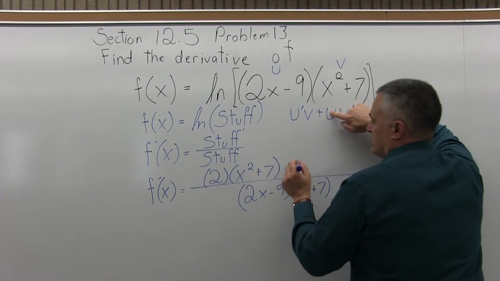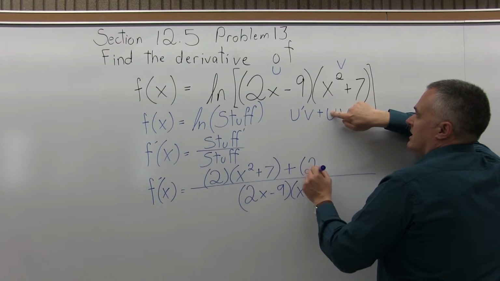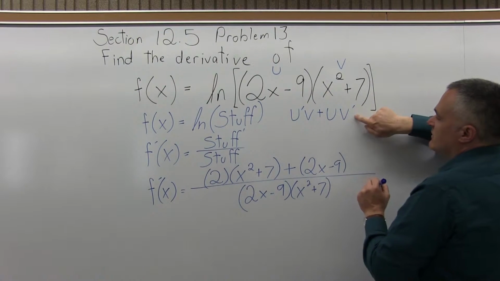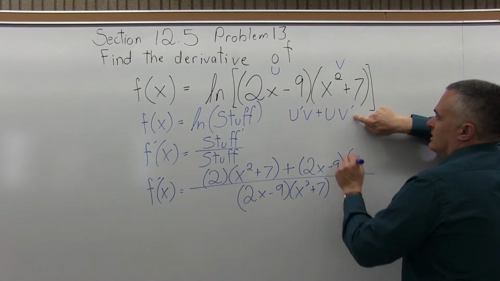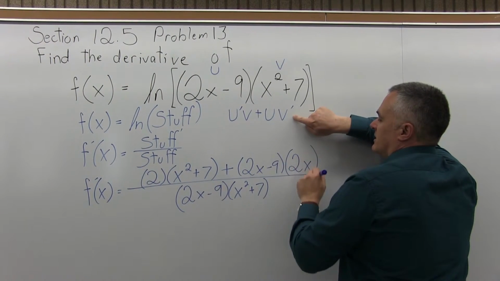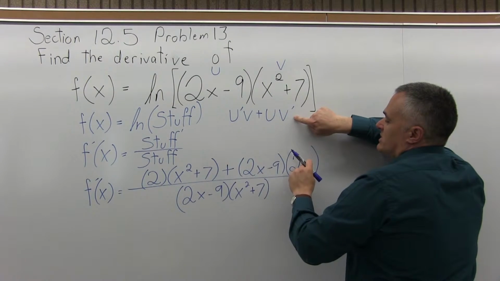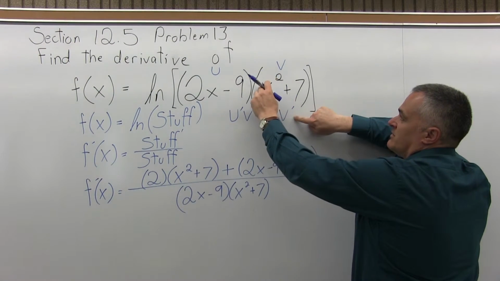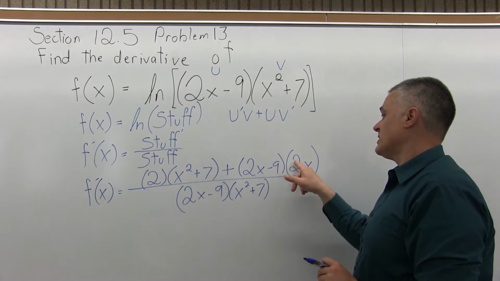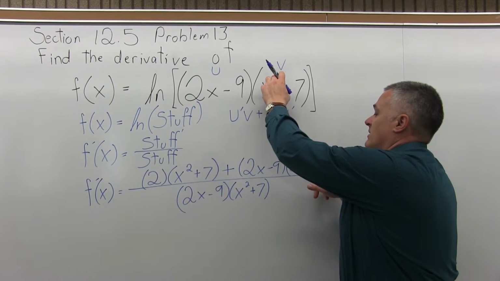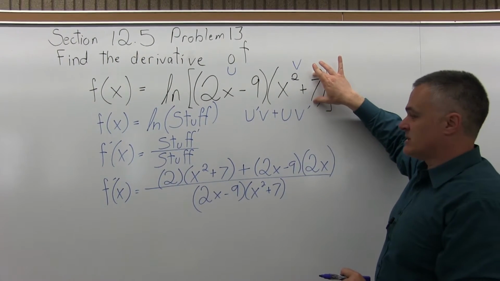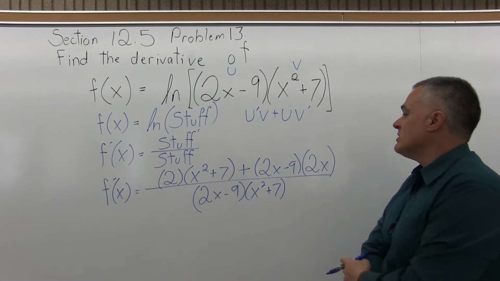Then u with no prime. So u with no prime is 2x minus 9. Then times v prime. So v is x squared plus 7. V prime is 2x to the first. So again, the x squared makes it 2x to the first. The exponent of 2 comes down times the number in front, which isn't written but understood to be 1. 2 times 1, there's a 2. X to 1 less power, second power drops to a first power. The 7 on the end, no x with it, so its derivative is 0. And that's the answer. And it can be simplified.